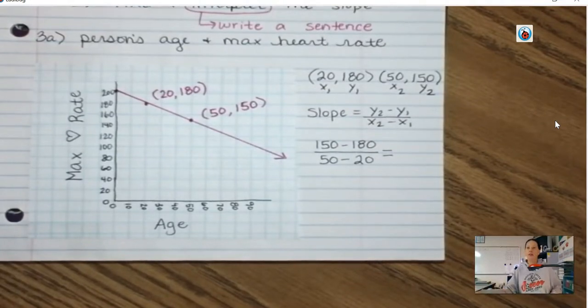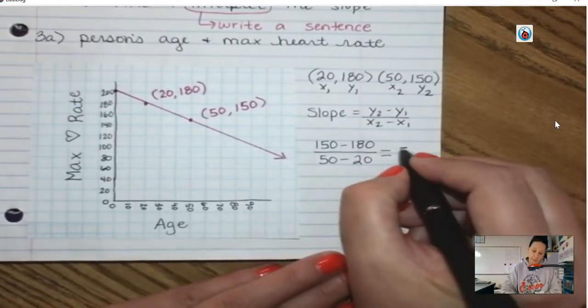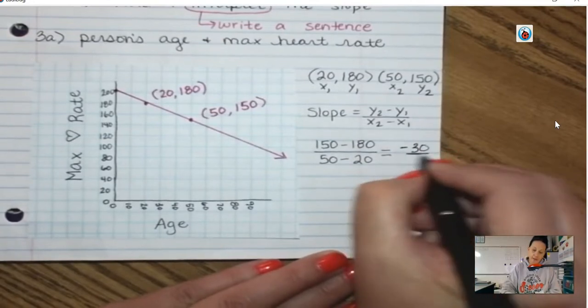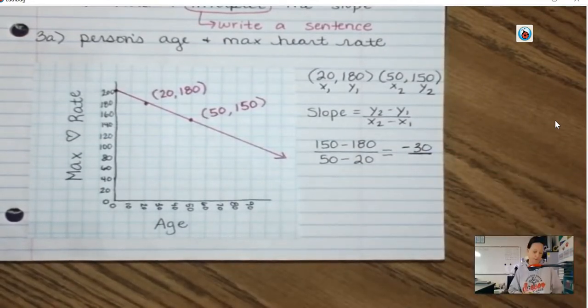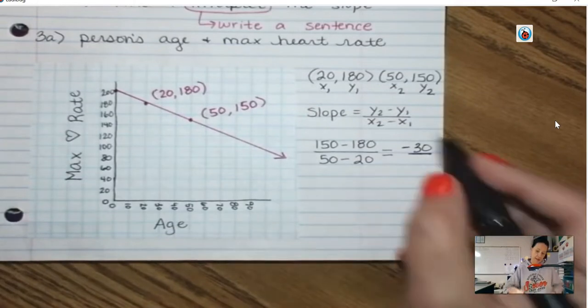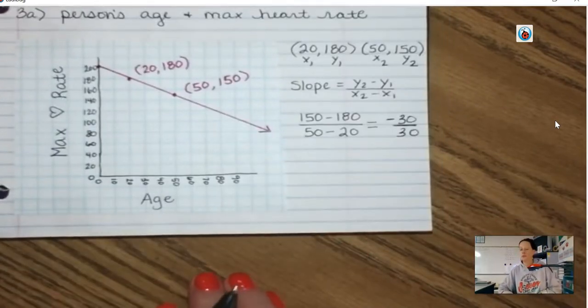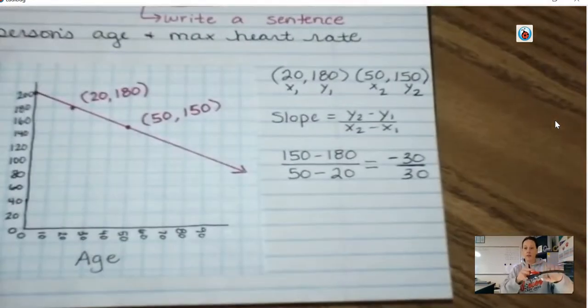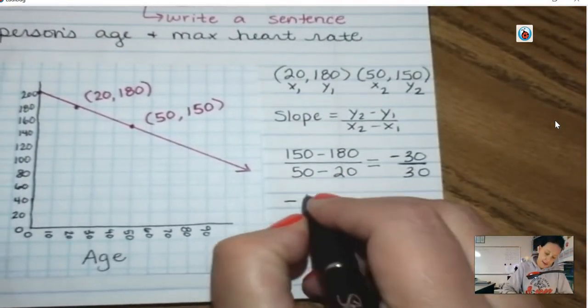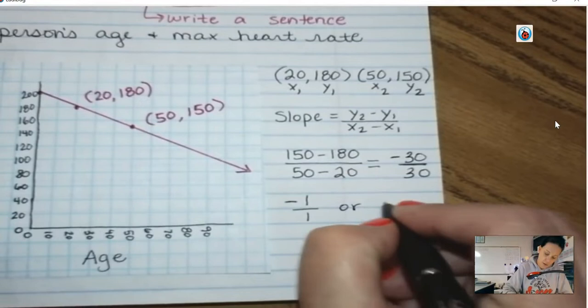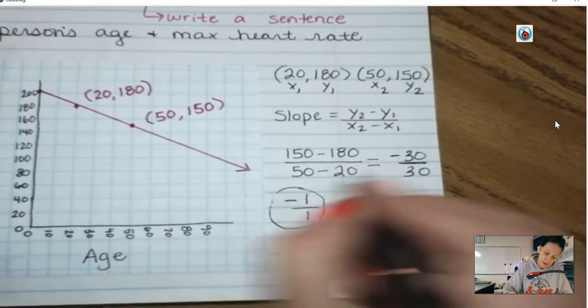Use your calculator if you need to. I would rather you use it and not make silly mistakes. 150 take away 180 is negative 30. Don't forget the negative, because remember it's going to have negative slope. 50 take away 20 is 30. We always reduce our fractions. Negative 30 over 30 is negative 1 over 1, or just negative 1. So the slope is negative 1.